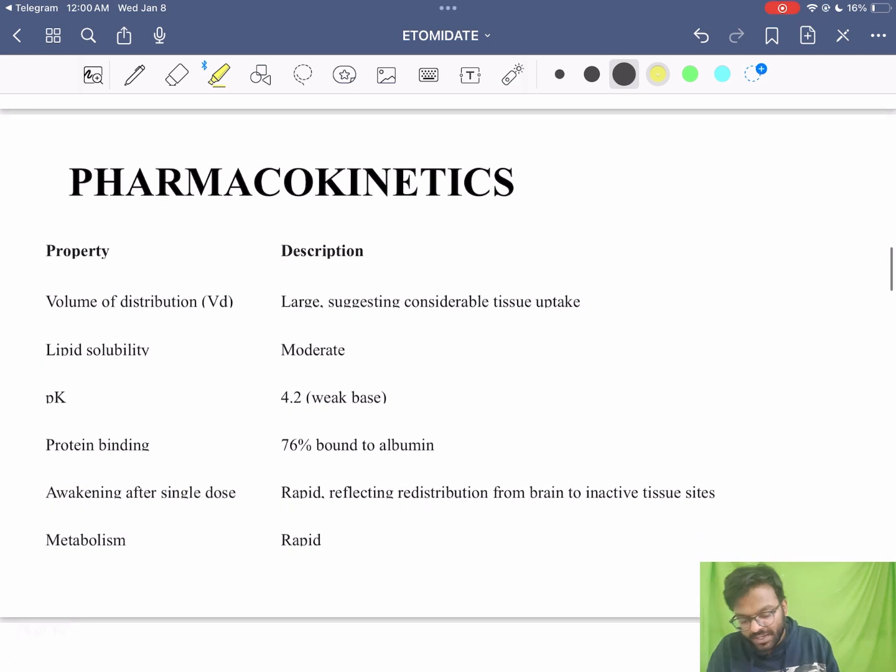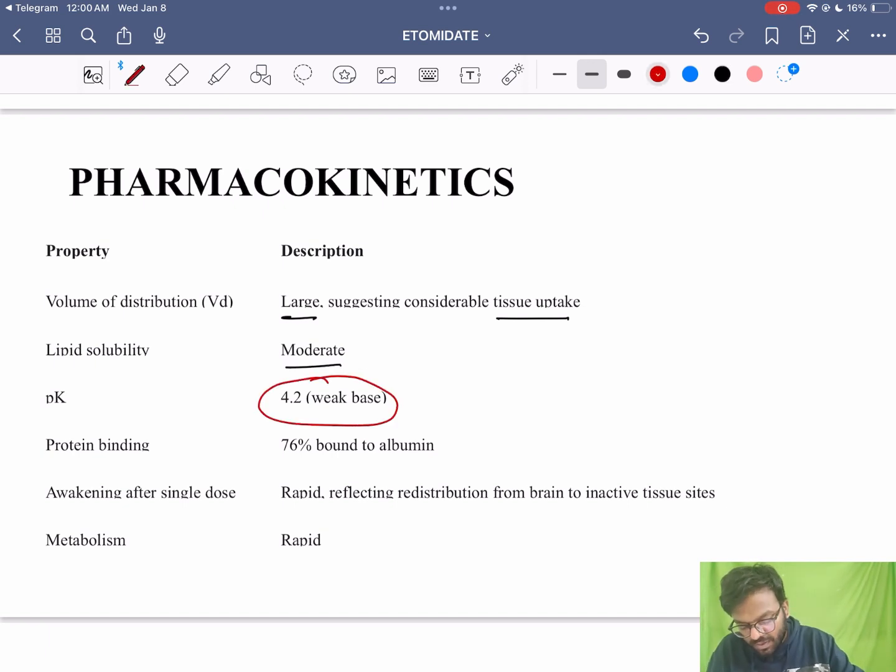Moving on, the pharmacokinetics of the drug. The volume of distribution is large and there is a large tissue uptake. The lipid solubility is moderate. It is a weak base with a pKa of 4.2. It is 76% bound to albumin. When you give a single dose of ETOMIDATE, the awakening after that is fast. It is a rapid awakening. And the metabolism of ETOMIDATE is also rapid.